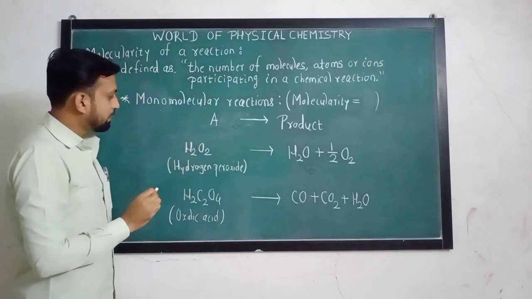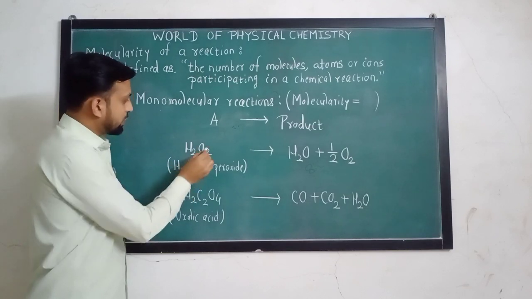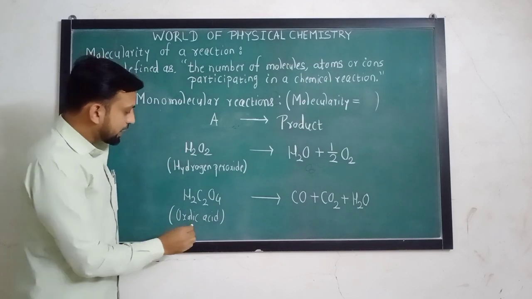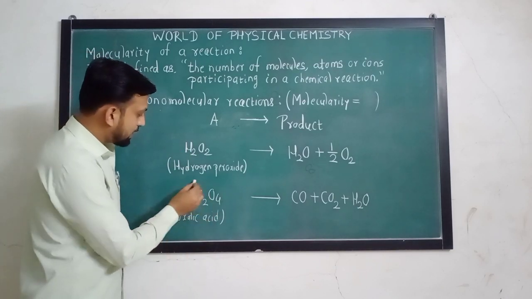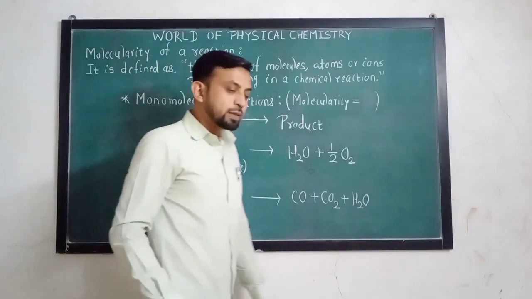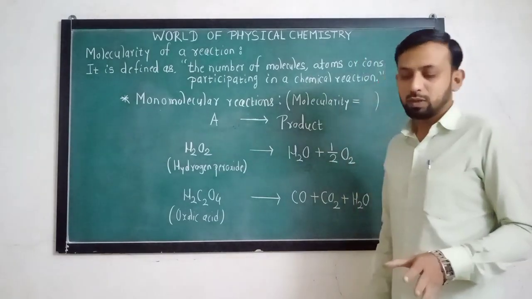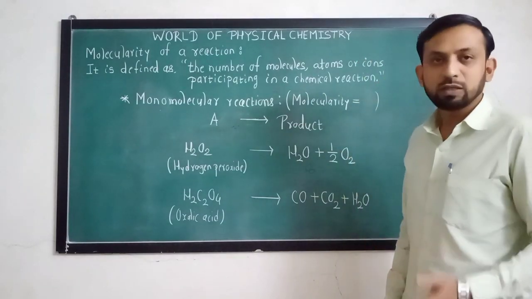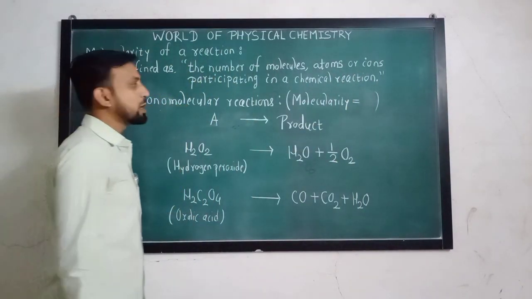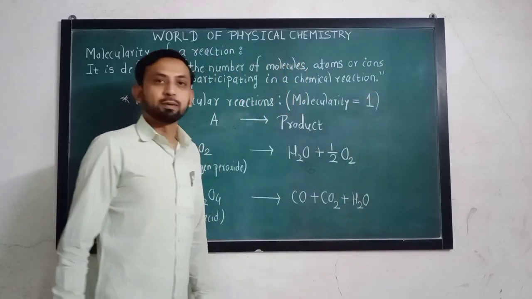In a particular example, for the decomposition of hydrogen peroxide, only one molecule of H2O2 is involved. Similarly, for decomposition of oxalic acid, only one molecule of H2C2O4, that is oxalic acid, is involved. That is, chemical reactions in which only one molecule, atom or ion is involved are called monomolecular reactions, and for such a reaction the molecularity is 1.